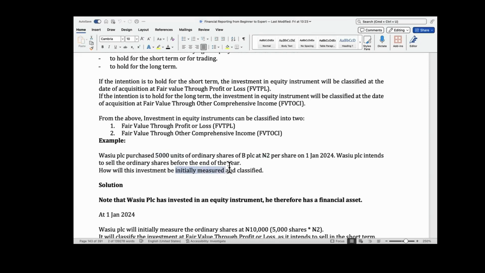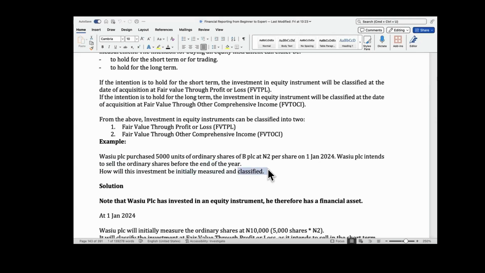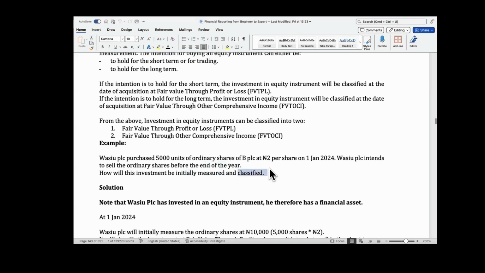However, at the date of that acquisition, you need to classify it. You need to know the intention of buying it, which is what will ultimately determine the classification. And we're told that this guy has the intention of selling before the end of the year. That means it's held for short term or for trading. So it will be classified at fair value through profit or loss.